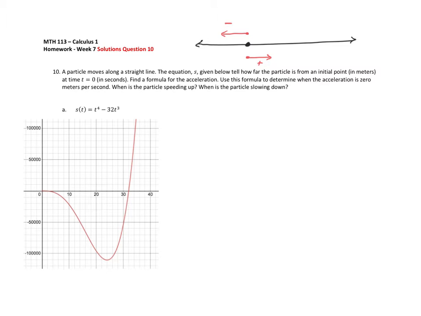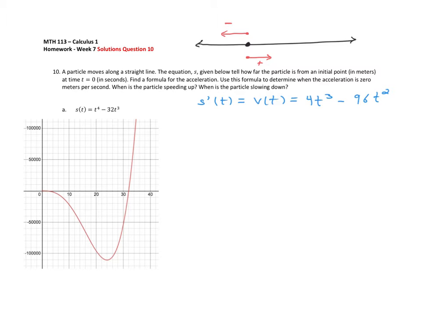First, I want to find a formula for the acceleration. To do that, I first need a formula for the velocity, which is the derivative of this function, and that is going to be 4t cubed minus 3 times 32, so 96t squared. This formula will tell you how fast this particle is traveling at any given unit of time, where t is greater than or equal to 0.